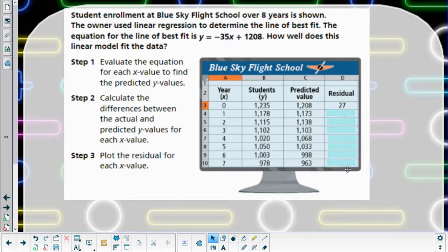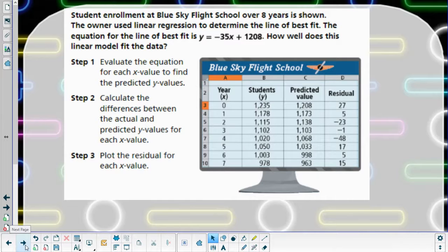Go ahead and pause your video at this point and see if we can figure out what our residuals are for all the other points. All right, so here are our residuals. You can tell that some are positive, some are negative. So if we were to plot this on a residual plot, we would have some dots that are above the line, some dots are below the line.